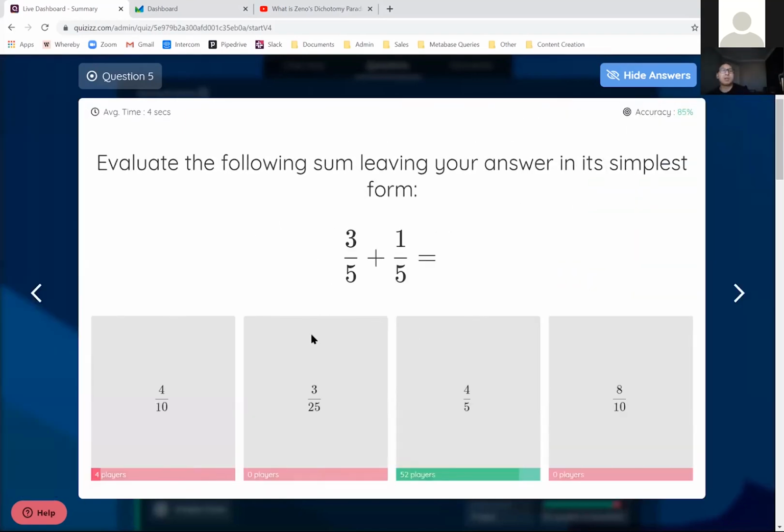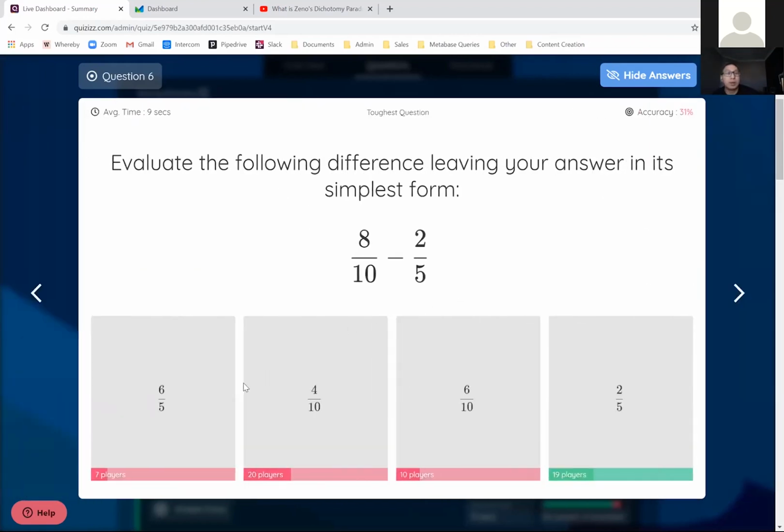Okay, evaluate the following sum, leaving your answer in its simplest form. Now, these ones take a bit of time, but remember, when you're adding or subtracting fractions, the only thing you need to do is make sure that the bottom numbers are the same. If they're the same, then you can just add the top numbers together, but keep the bottom numbers the same. It's like saying, if I've got 3/5 and I'm adding another 5th, because they're both fifths, I can just figure out how many fifths I have altogether. So 3/5 and 1/5, how many fifths do I have altogether? Well, 3 and 1 is 4, so it's 4/5.